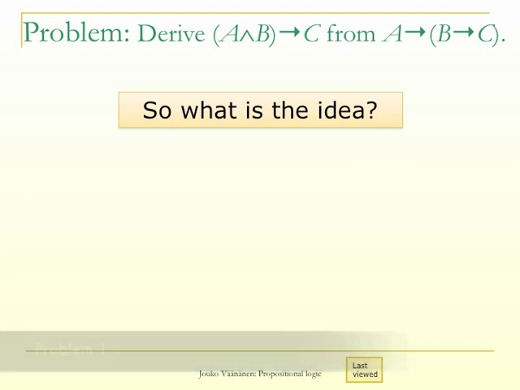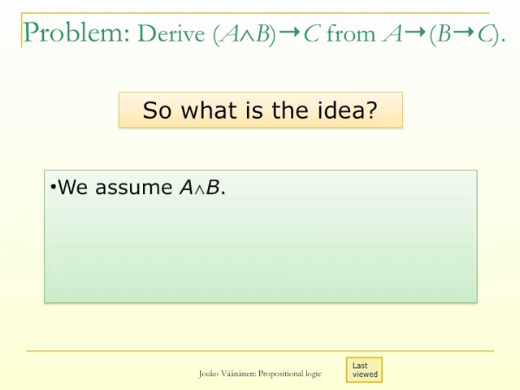Derive (A and B) implies C from A implies (B implies C). What is the idea? We assume A and B. Thus we have A and B.